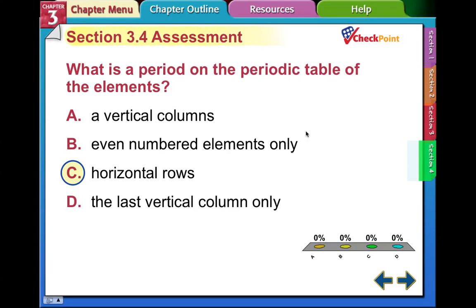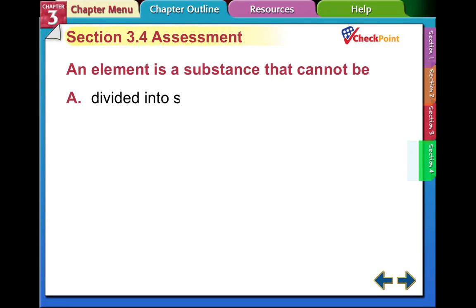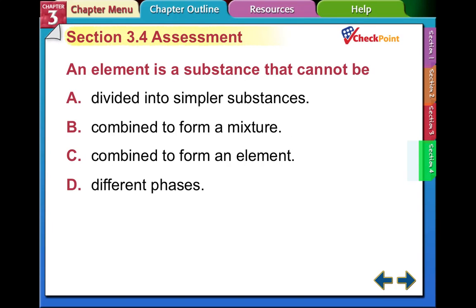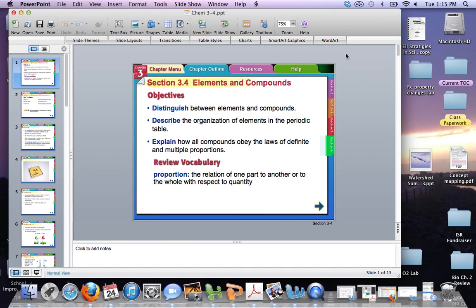Yay! All right, that's the end of chapter 3.